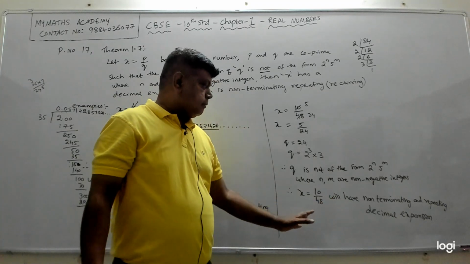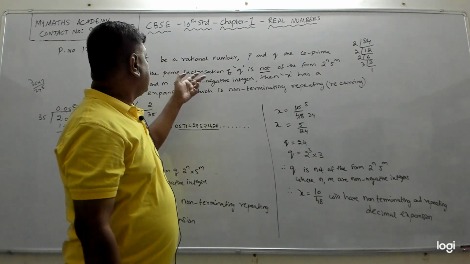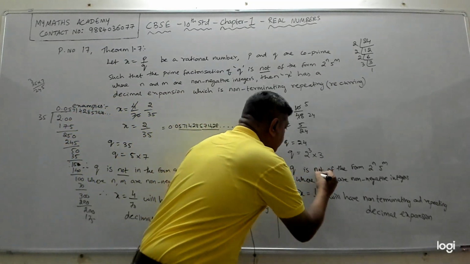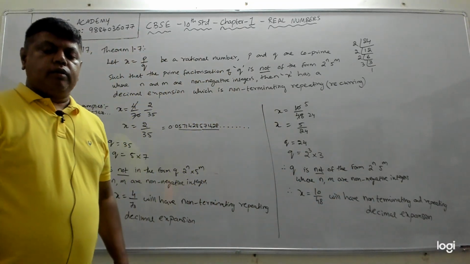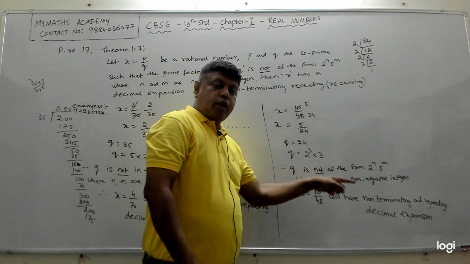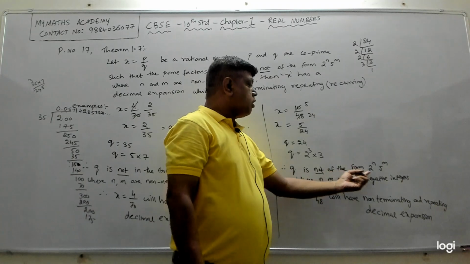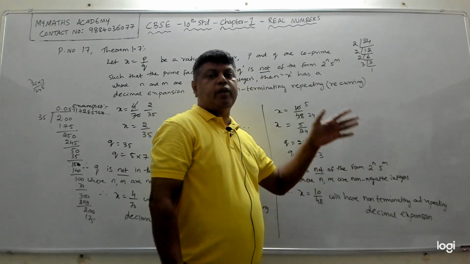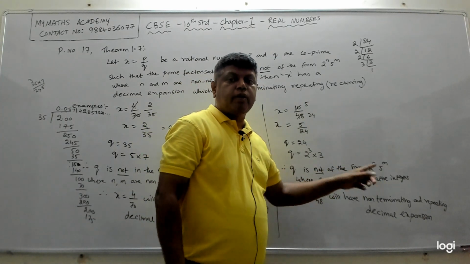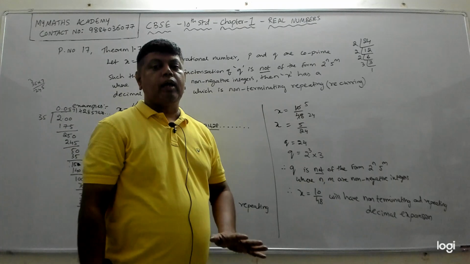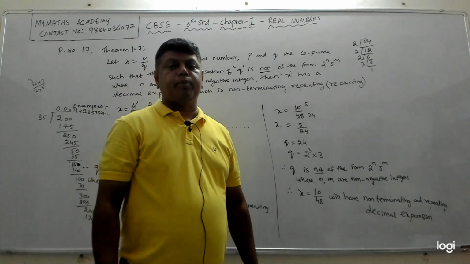So that is why, as per this, since q is not of this form, it will not have a terminating decimal expansion. It will have a non-terminating but repeating decimal expansion, because q is not in the form. If q is in this form, then it will have a terminating decimal expansion. If q is not of the form 2 power n, 5 power m, then it will have a non-terminating but repeating or recurring decimal expansion.